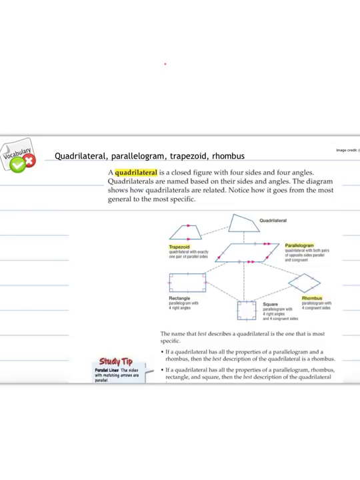The name that best describes a quadrilateral is the one that we use, or is the most specific. So if a quadrilateral has all the properties of a parallelogram and a rhombus, then the best description is a rhombus, because that's the most descriptive, most specific. And if it has all of the properties of a parallelogram, a rhombus, a rectangle, and a square, then we use the best descriptive one, which would be a square.